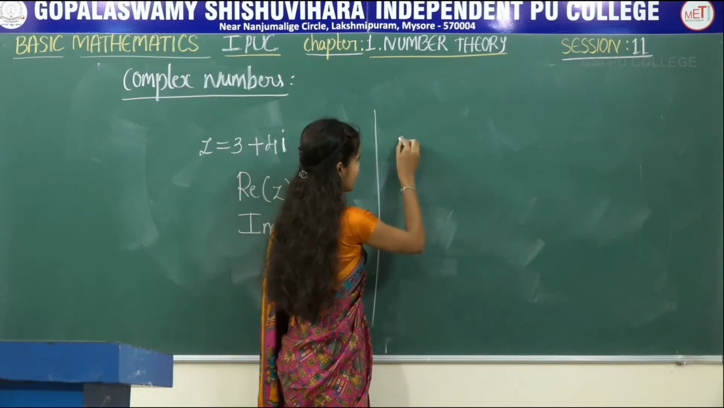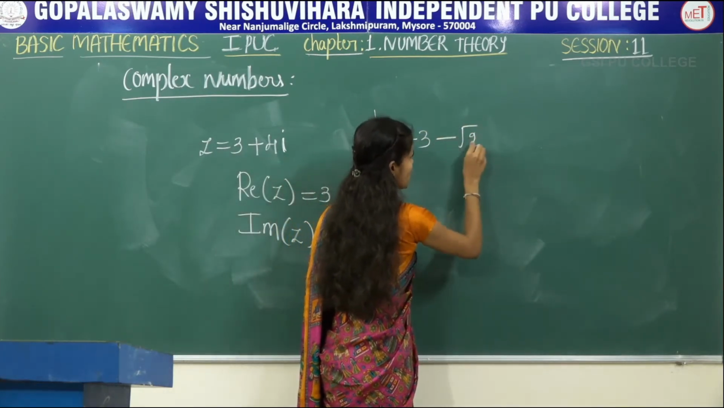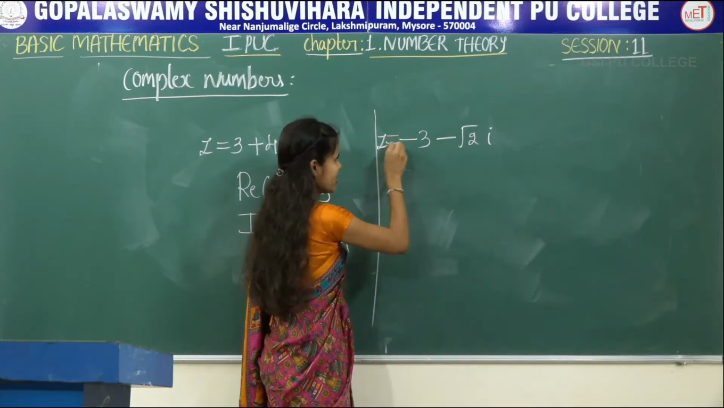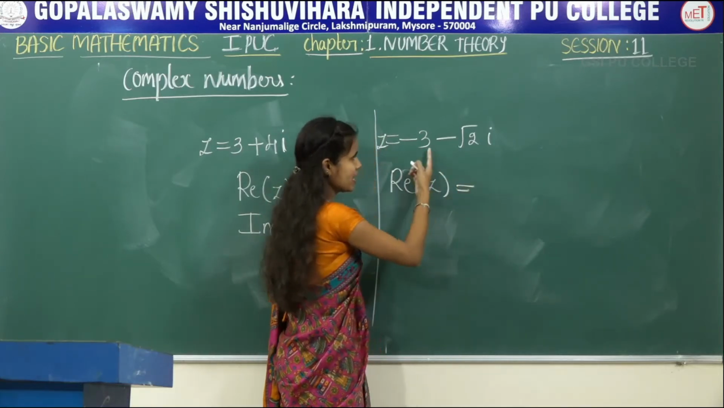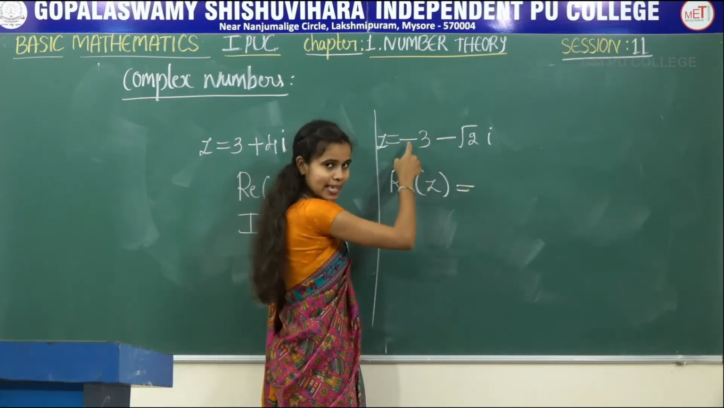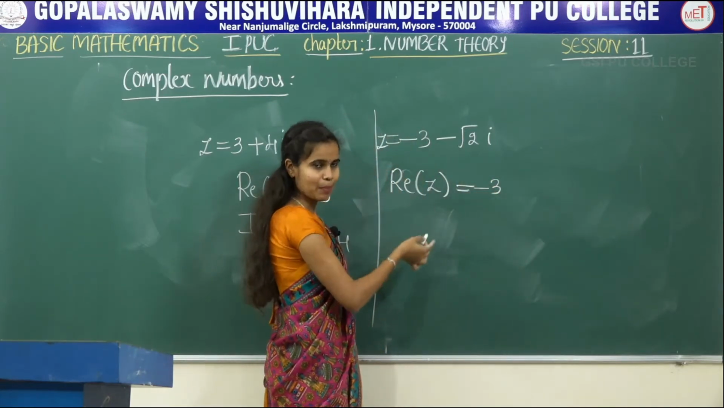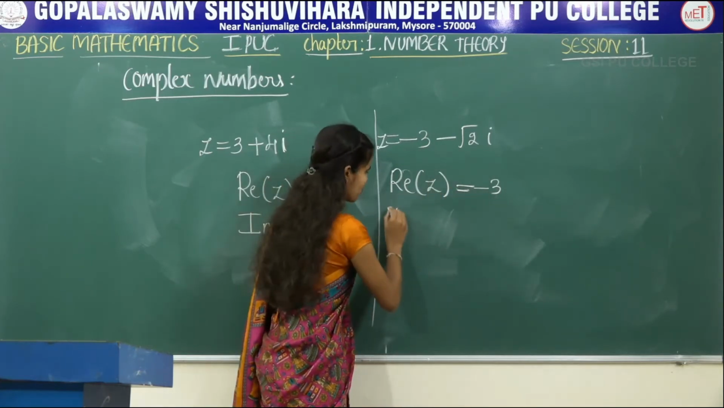Consider one more example: minus 3 minus root 2 I. First denote this by z. The real part of z is the part independent of I. Here minus 3 is independent of I, so minus 3 is called the real part of the complex number z. So the real part of the given complex number is minus 3.